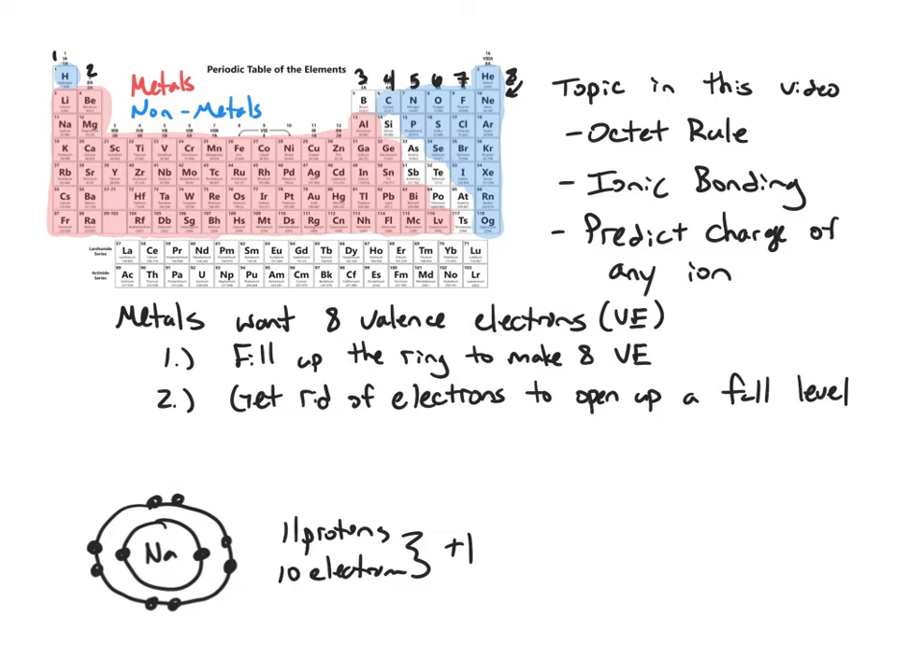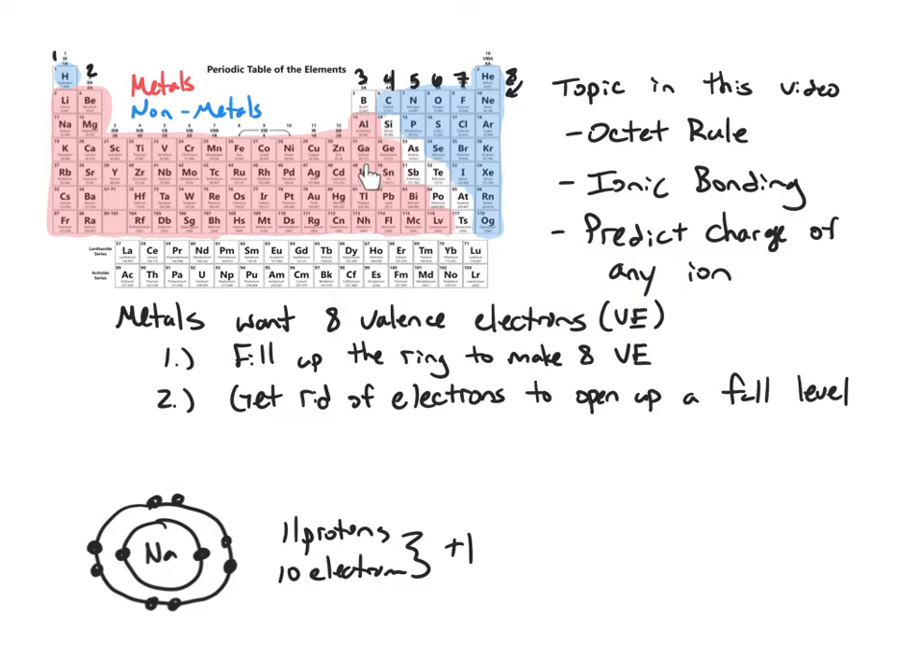All metals will want to get rid of their valence electrons in order to open up an inside ring that is already full. It is the easiest to do. And so all these elements in the second column of the periodic table will all try and get rid of their 2 valence electrons in order to open up the inside shell. It loses 2 electrons and becomes a +2 charge ion.